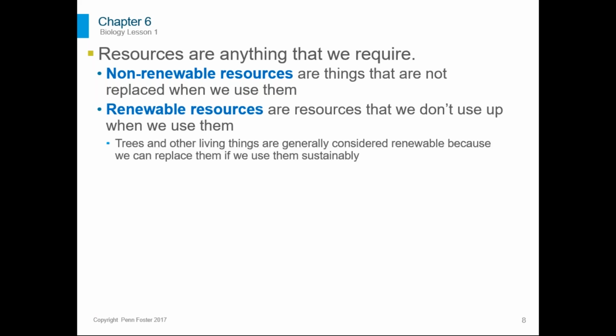And then you have trees and other living things that are generally considered renewable because we can replace them if we use them sustainably. For example, we take some of the trees from the forest, but not all, and plant new ones in their place. That's sustainable use of it, and it's keeping those trees as a renewable resource.